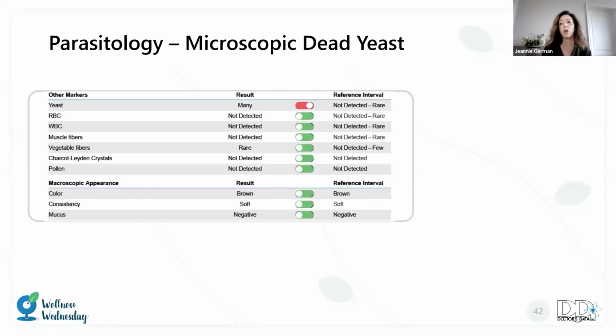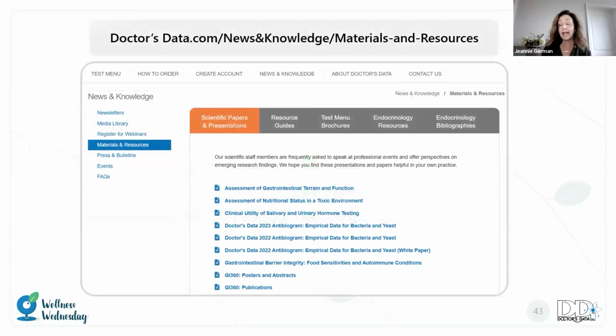We want you to know that that is a differential, and we leave it up to you to decide to treat that. If you do treat, we would either have you choose your favorite anti-candida protocol or antifungal, or we also have on our website under materials and resources the antibiogram information for both bacteria and yeast, all the species that we commonly encounter, all the natural agents, the efficacy percentages, et cetera. So you can almost use that as your treatment guide if you feel it's appropriate.